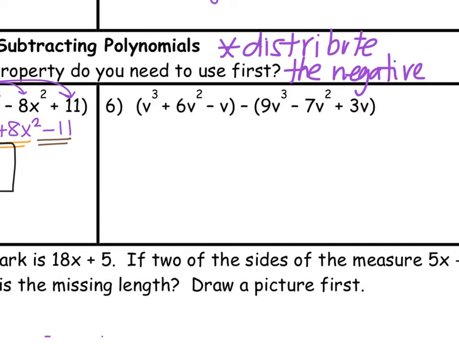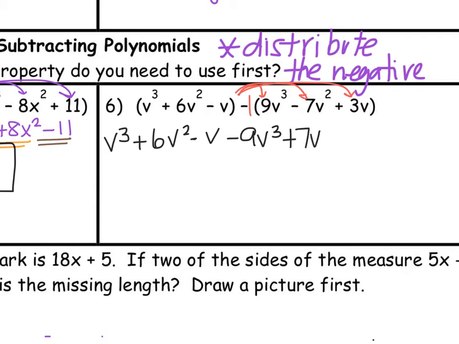Okay, we're going to do the same thing here. We're going to distribute a negative 1 to everything inside the parentheses. So this first trinomial is going to stay the same. A negative 1 times 9v cubed is minus 9v cubed. A negative 1 times a negative 7v squared is going to give us a plus 7v squared. And the negative 1 times a positive 3v is going to give us a minus 3v.